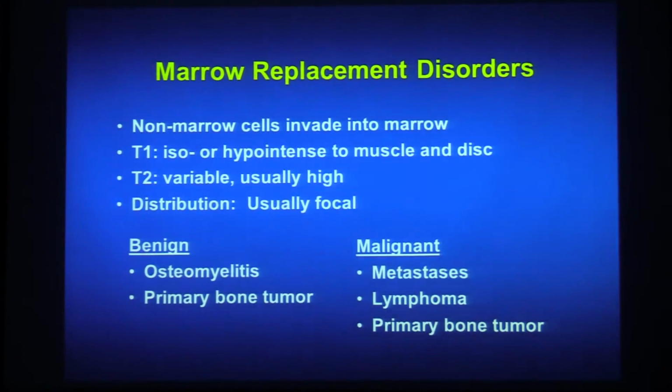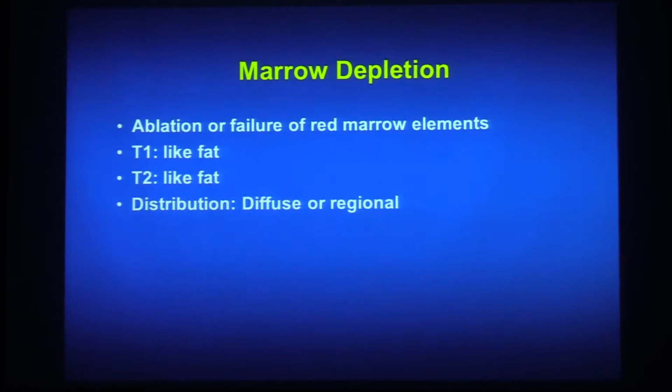And these are either iso or hyperintense to muscle and to disc, and on T2 they're variable, although they're often high signal on the T2 weighted images, and they're usually focal. They kind of go to a certain place in the bone, and that's where the abnormality is.